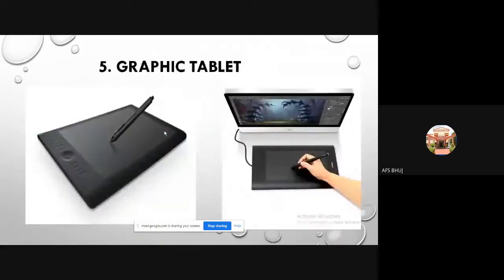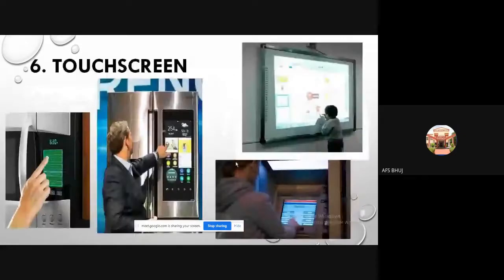Next, graphic tablet. We can see on the screen, it comes with a pad and a pen. If you write something or just point on this tablet, it is directly connected to the computer and it moves on the screen. So this is a very high technology. And next one, touch screen, like mobile phones and ATMs. If you want to operate the ATMs, we can see the touch screen facility.